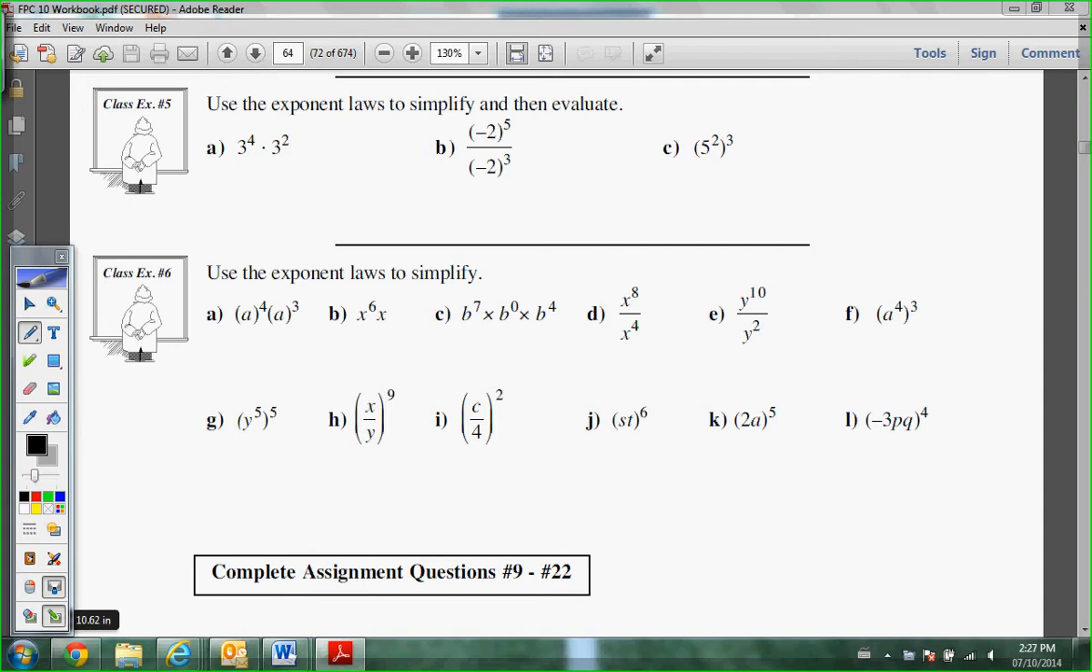So 3 to the 4 times 3 to the second. They're the same base. Which rule is this? Yep, the addition rule. It's the product of powers. So 4 plus 2 is 3 to the 6th. And then what does 3 to the 6th equal? 729. Thank you. Okay, this one, which rule? Subtraction, the quotient. So it's going to be 5 minus 3. They have the same base. Negative 2 squared. So we should get 4, positive.